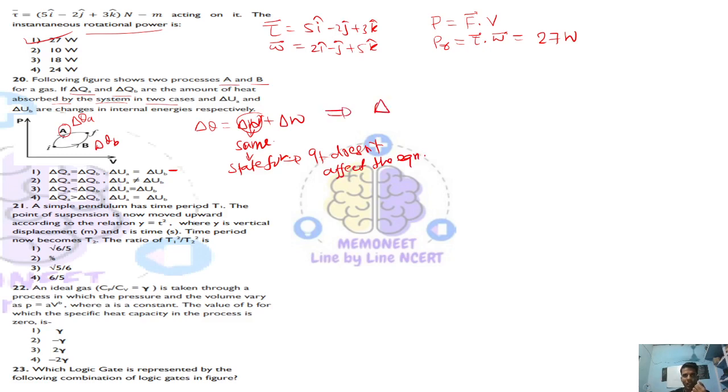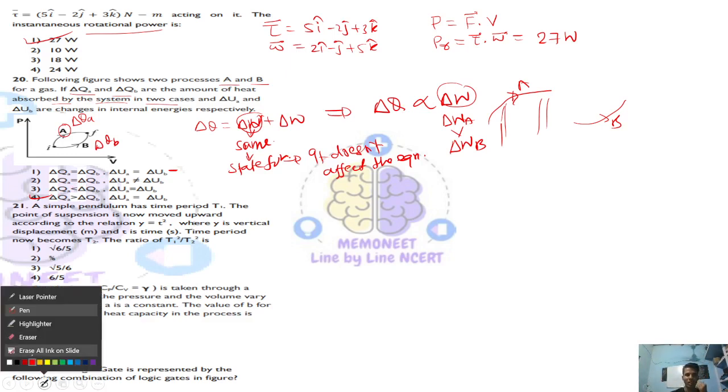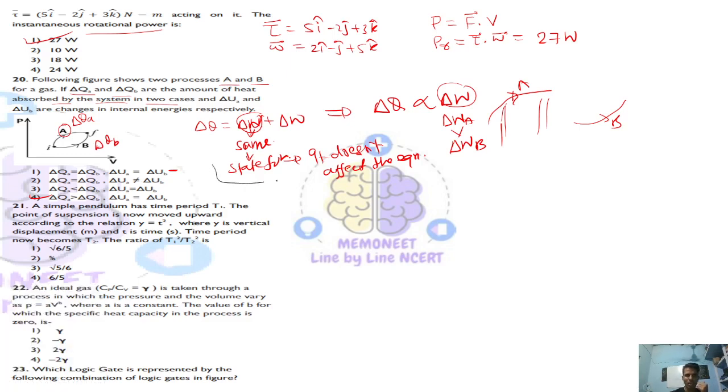So we have delta Q directly proportional to delta W, and you know the area under curve A is more in comparison to the area under curve B. So delta W A will be greater than delta W B, so delta QA should be greater than delta QB. So option 4 will be the correct answer. It's a simple conceptual, analytical or graph based question.